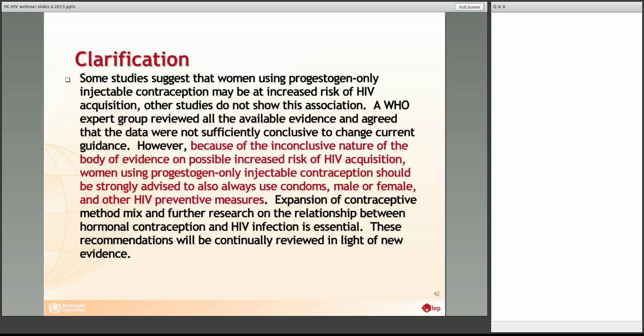Next slide, please. So the clarification is quite long, but just focusing on the text in red, we said, because of the inconclusive nature of the body of evidence on possible increased risk of HIV acquisition, women using progestogen-only injectable contraceptives should be strongly advised to always also use condoms, male or female, and other HIV preventive measures. So we wanted to highlight the uncertainty and make sure that program managers were aware that we felt that we were uncertain about what the evidence was saying, that although we didn't feel the evidence merited changing the number, we did feel that a clarification was needed to make sure that we relayed those concerns.